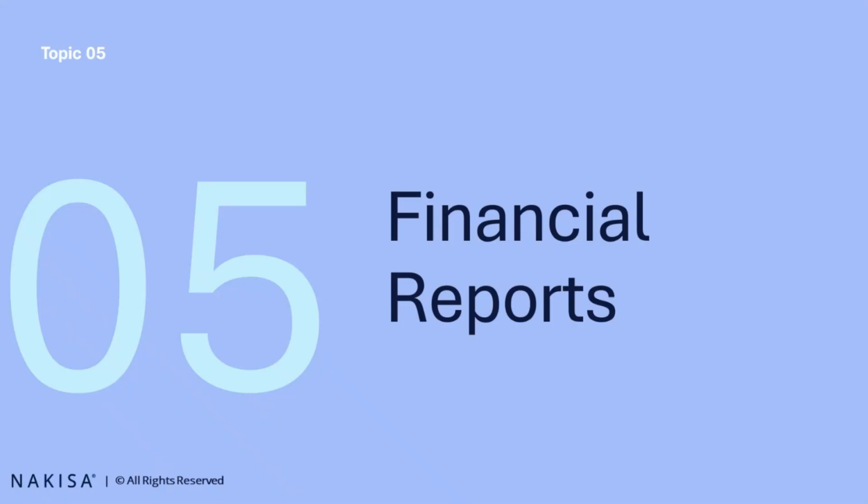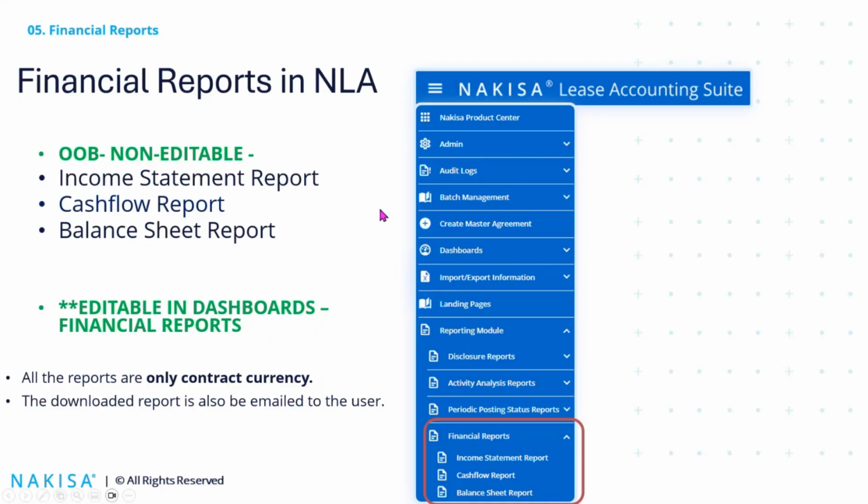So financial reports, I'll go through them quickly. Out of the box, these reports appear under your main Nakisa Lease Accounting Suite module, under reporting module, and then financial reports. We have 3 financial reports here: balance sheet, cash flow, and income statement. They are non-editable if you want to access them from here, but they can be editable in dashboards, and then you can modify them as you need. These reports are all in contract currency, and the download report is also emailed to the user.